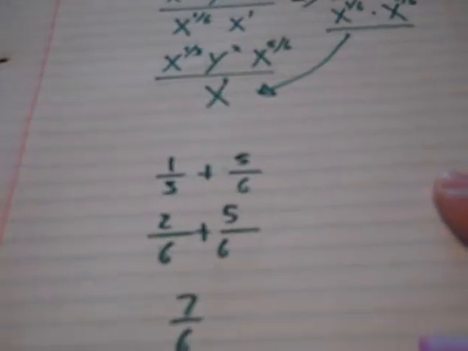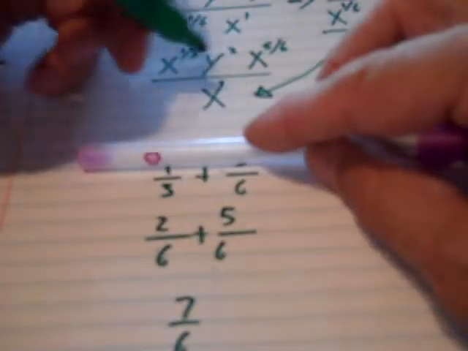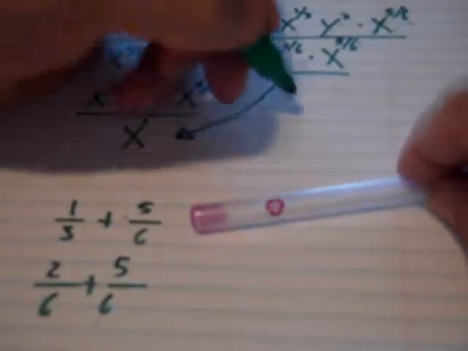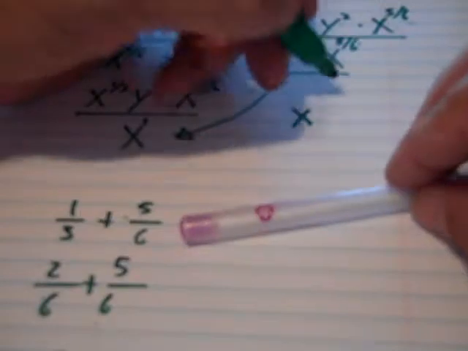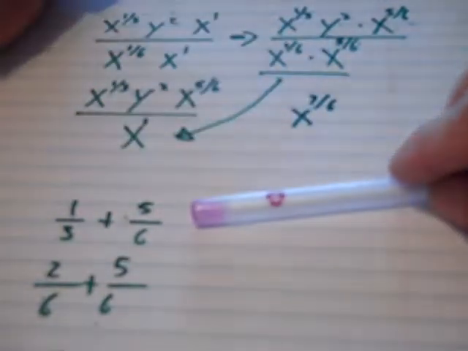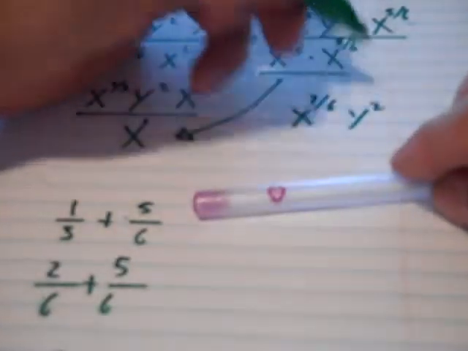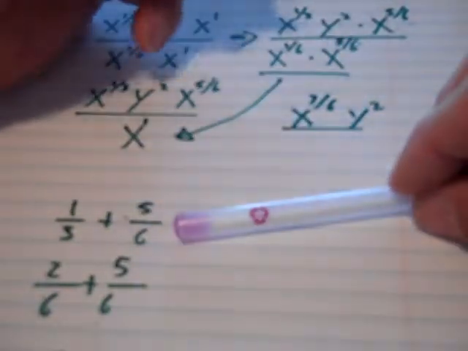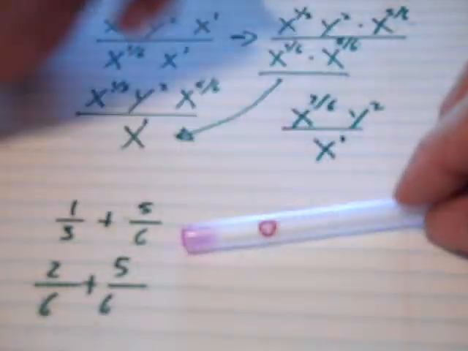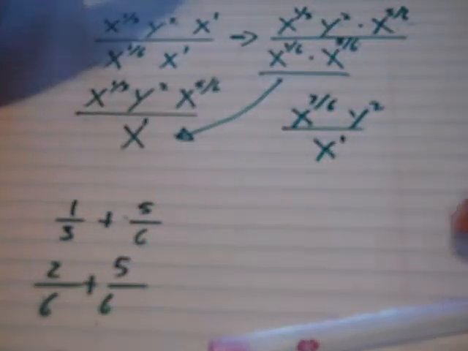Okay. So I can rewrite it as, I'm going to write it over here. This expression becomes x to the 7/6 times y to the 2nd power, all over x to the first power. Okay.